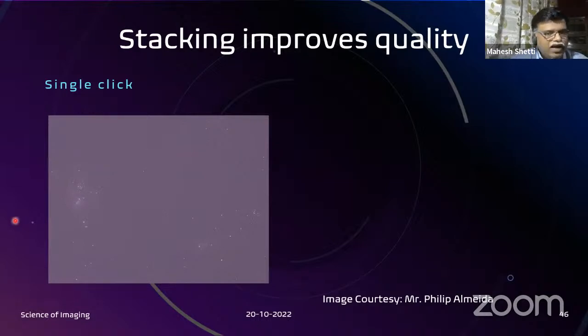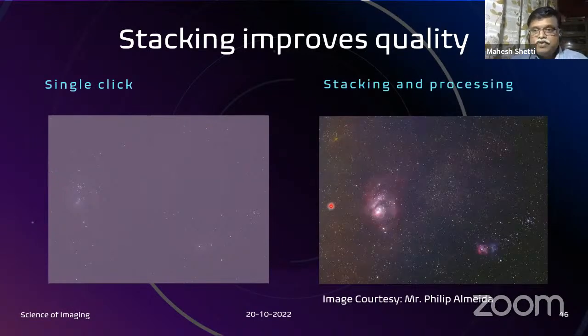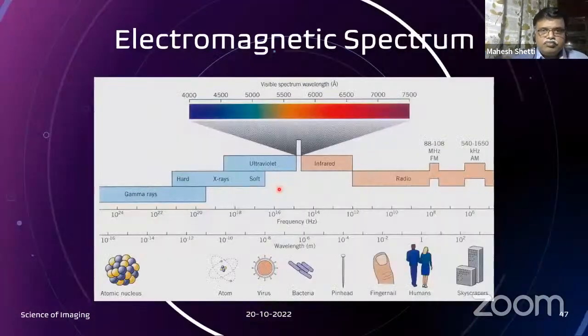But then you again take a larger number of photographs, you put them together, add them digitally, and this is what you get. So stacking and processing will give you something like this. You can see the beautiful clusters over here, and the nebula over here. And this is typically done with simple cameras and stacking techniques.